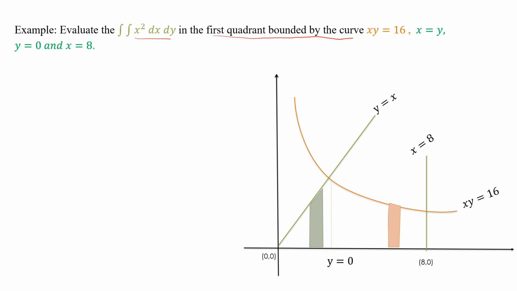In the next example, you have to evaluate the integration of x square dx dy in the first quadrant bounded by the curve xy equal to 16, the line x equal to y, the line y equal to 0, and the line x equal to 8. If you plot that graph, this is xy equal to 16, this is the line y equal to x, this is y equal to 0, and that is x equal to 8. The region bounded by these lines and the curve is the one we need, and you have to evaluate the integral in that particular region.